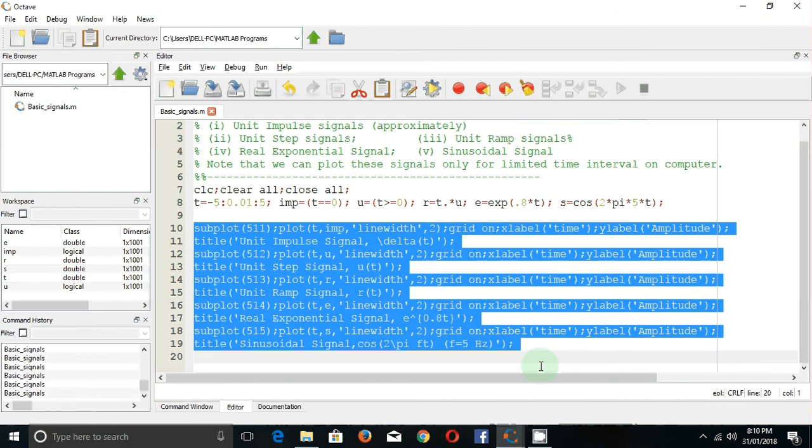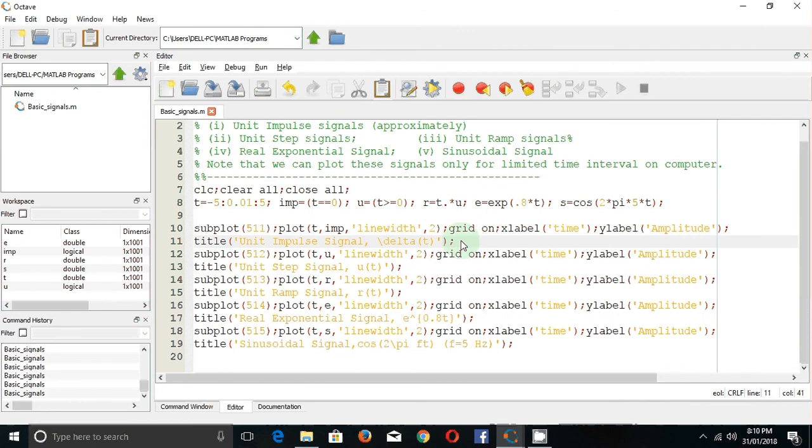I have used subplot. Since there are 5 plots, I have divided the figure into 5 rows and 1 column. The first plot is the impulse, then the x label, y label, and title. So this is for the impulse, and similarly for the unit step, then the ramp, then the exponential, and then the sinusoidal signal.